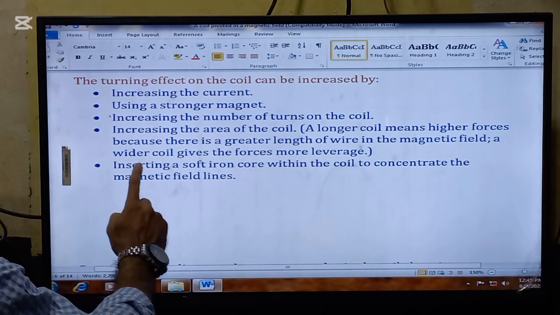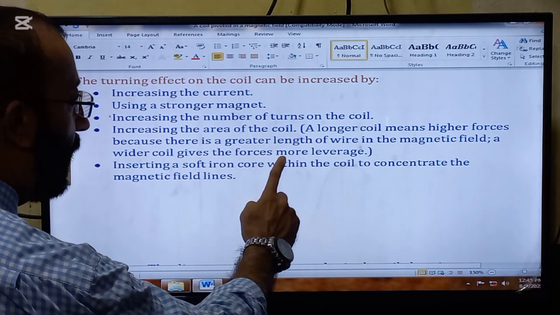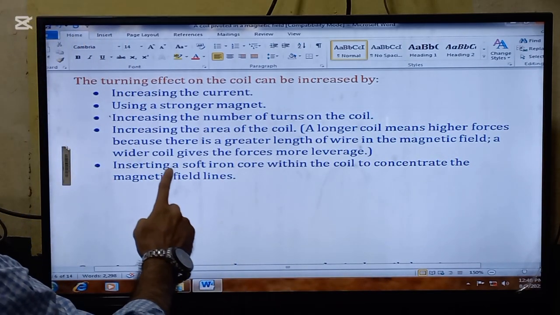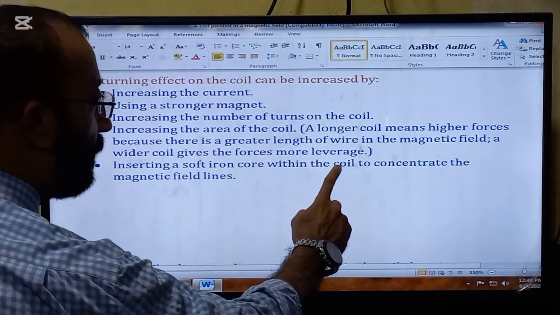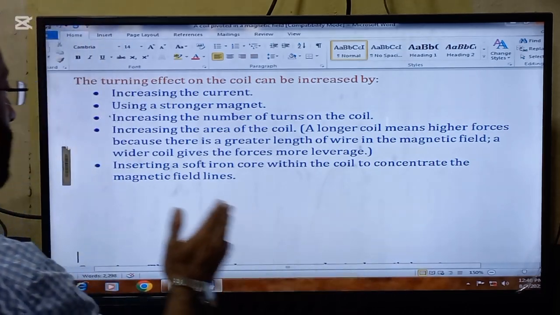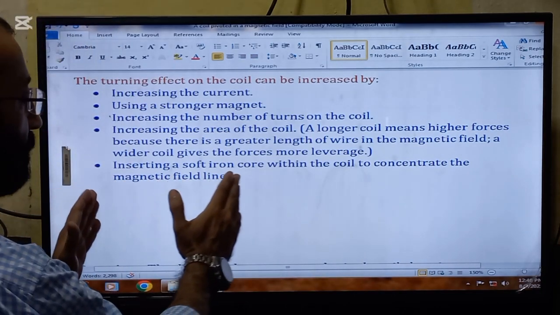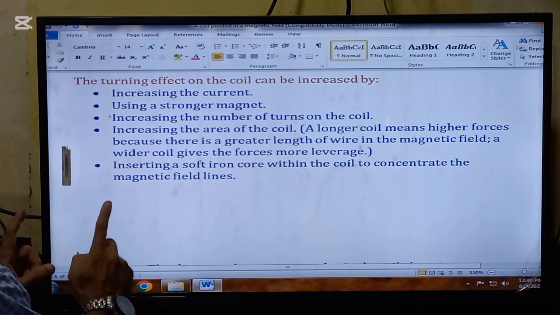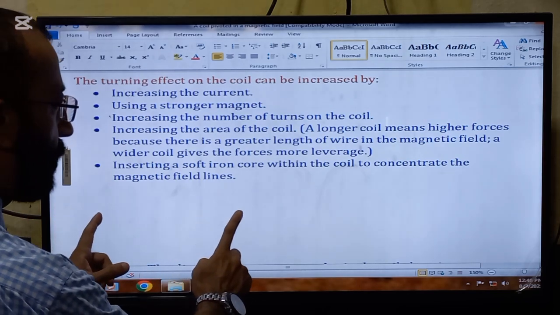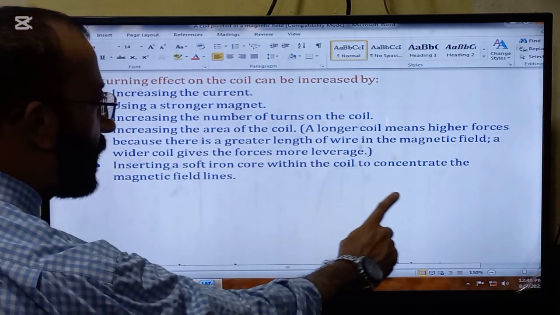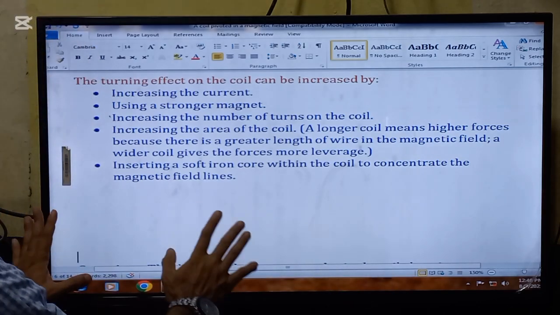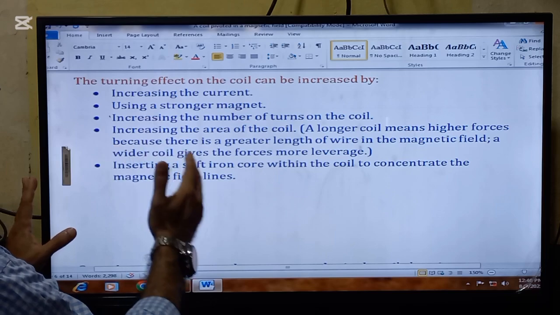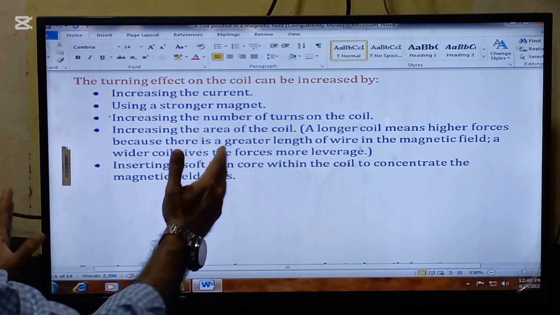Number four, increasing the area of the coil. A longer coil means higher forces because there is a greater length of the wire in the magnetic field. A wider coil gives the forces more leverage. And number five, inserting a soft iron core within the coil to concentrate the magnetic field lines. So these are the five things which increase the turning effect of a coil.